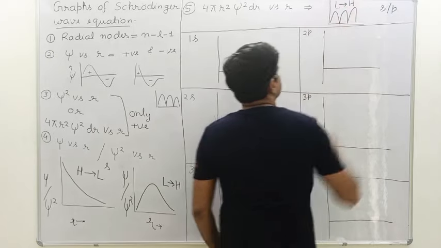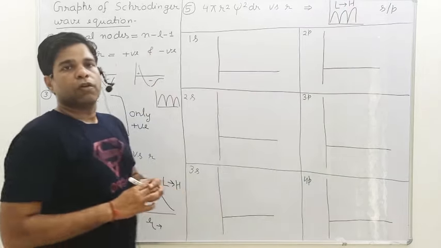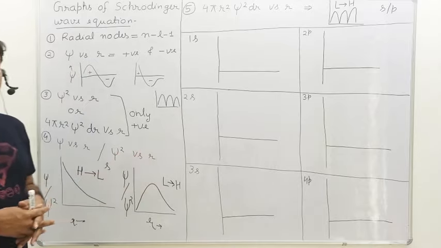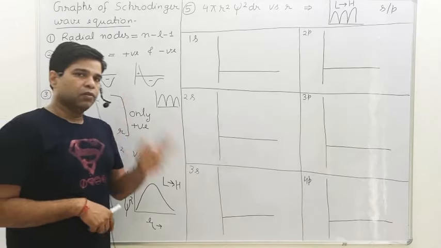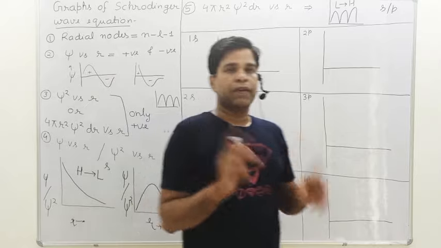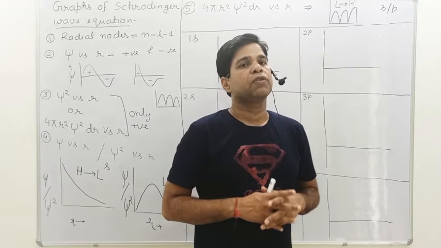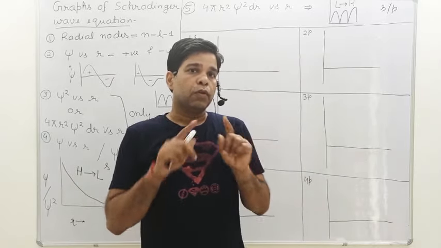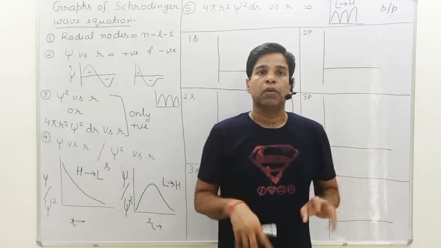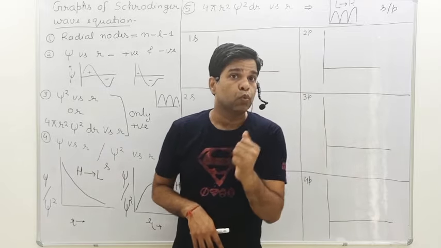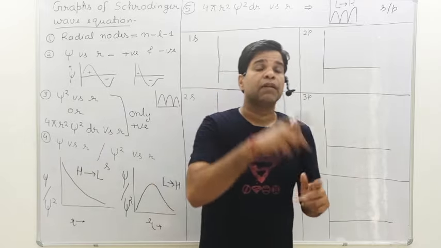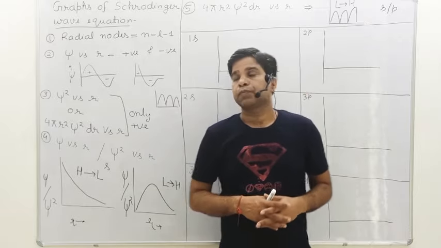So if you remember these 5 points, student, you will draw any given graph without any problem. What I said, first point, calculate the radial node. If radial node is 1, psi has to be 0 one time. If radial node is 0, psi cannot be 0. If radial node is 2, then 2 times you have to make the value of psi equal to 0.